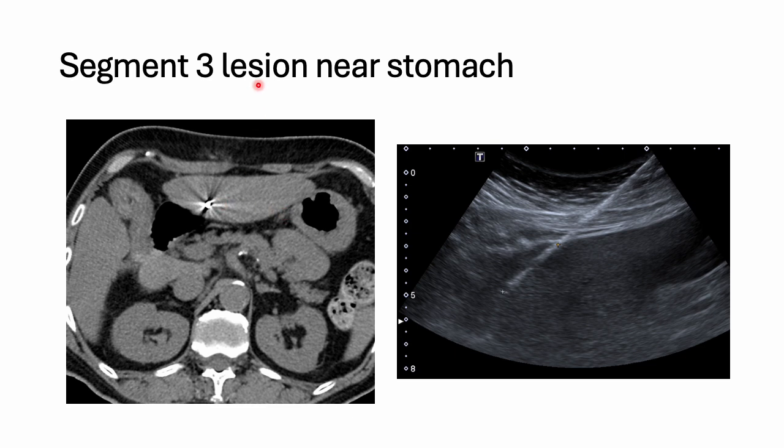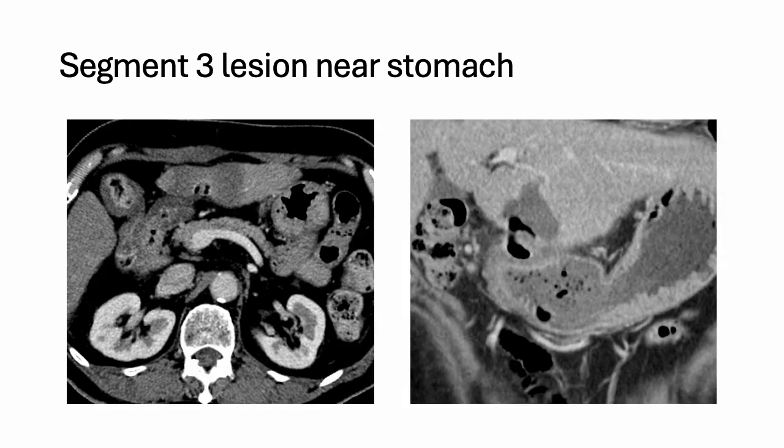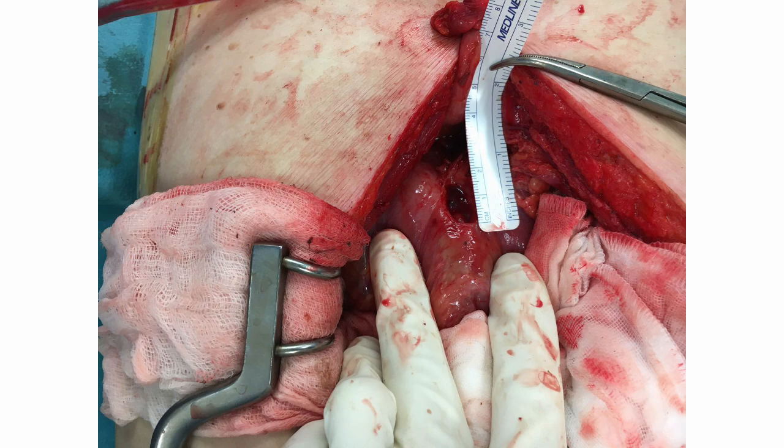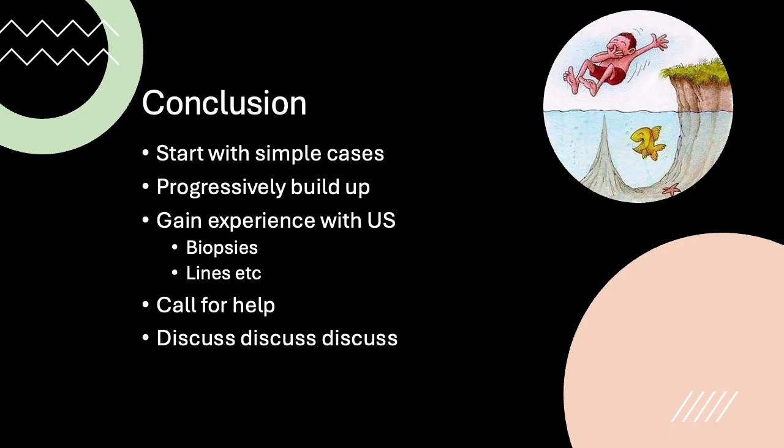This is a lesion in segment 3 near the stomach. Post-ablation, there was thermal injury to the stomach. You can see that on the CT. Subsequently developed an ulcer of the stomach extending from the ablation zone, and this was seen intraoperatively. And also remember, if you're using RFA, overzealous ablation can also lead to skin burns.